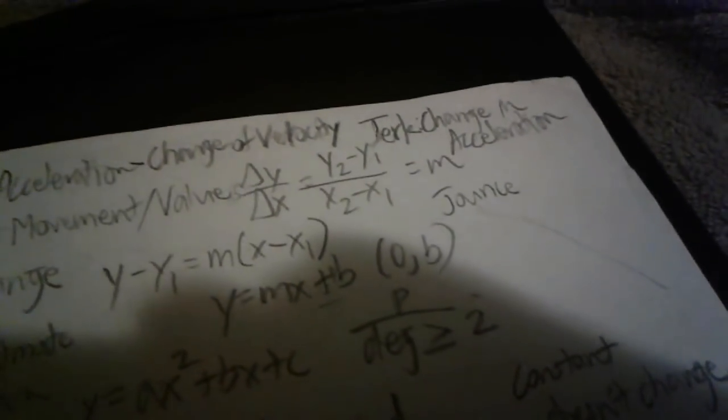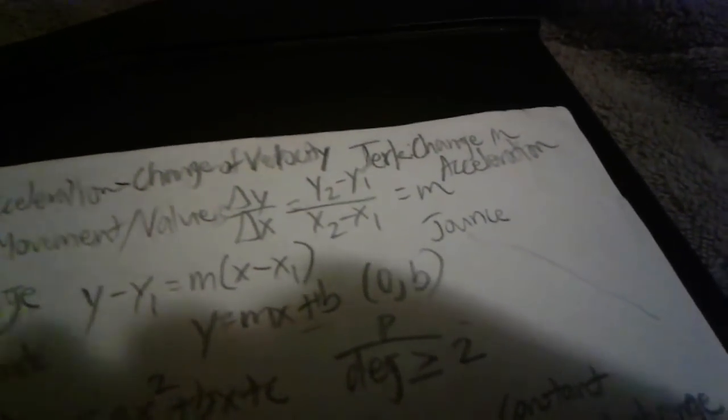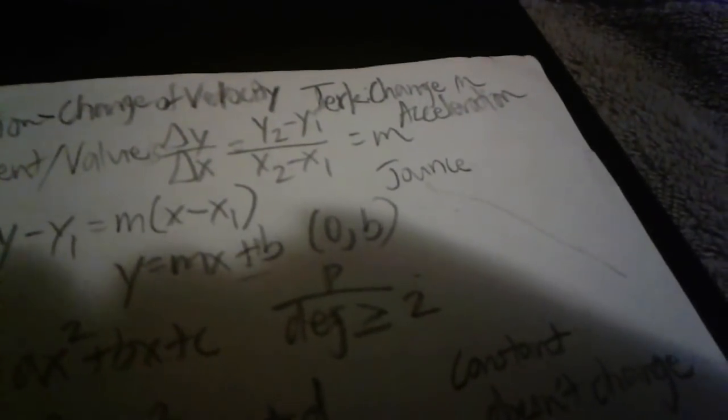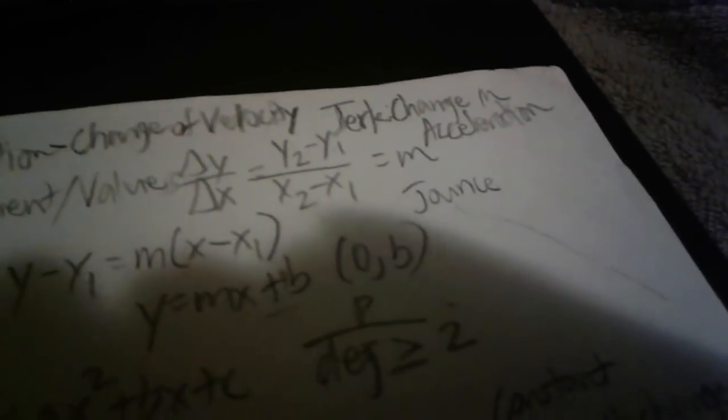So the change of acceleration is also known as jerk, or jolt. But jerk is a really horrible name. It's the change of acceleration. So not really famous, but it's interesting. Jounce is also interesting because it's the change in the change of acceleration.